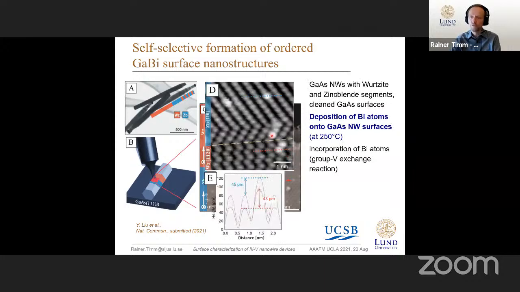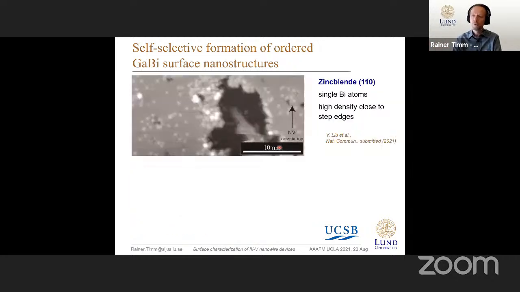So we can see these bismuth atoms get incorporated into the surface. They replace arsenic atoms. The height difference in this STM image is only about 40 to 50 picometers, so it's much less than an atomic height. So really, the atoms are inserted in the III-V matrix. But they are not inserted in the same way, depending on whether we are on zinc blende or on Wurtzite. Because on zinc blende, we see individual bismuth atoms more or less randomly distributed over the surface, maybe some clustering close to step edges.